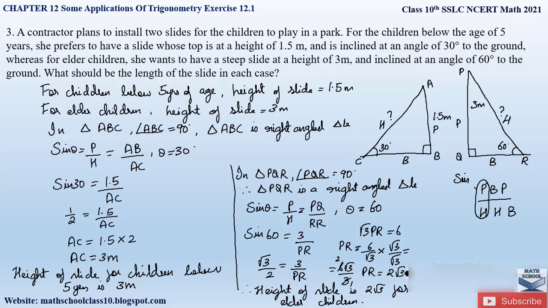If in the question they have given you the root 3 value, then you can substitute the root 3 value and multiply and find out the result. If the root 3 value is not given, you have to keep the result as it is. So this is how we solve this problem.